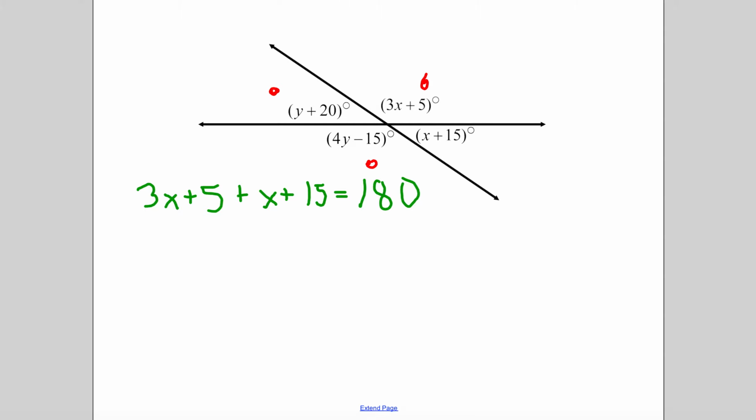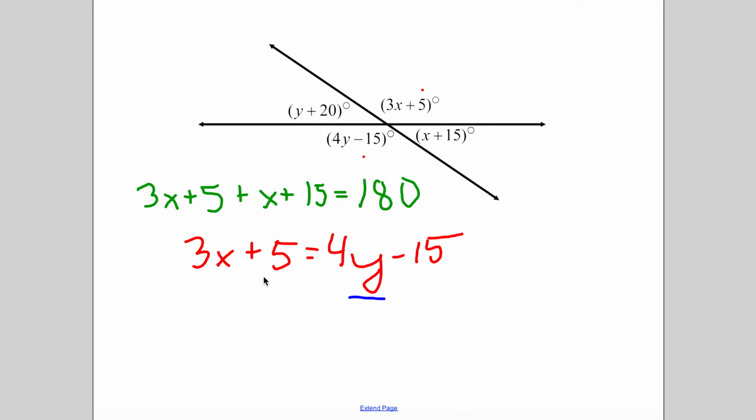But how would I set up equations with those angles and solve? Well, if this is congruent to this, then that means 3x plus 5 is equal to 4y minus 15. But once again, look, that's an equation that has two separate variables, so I can't solve it.